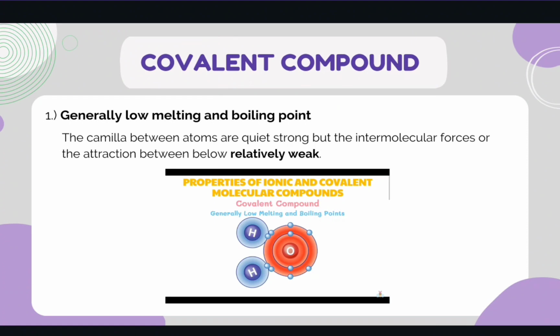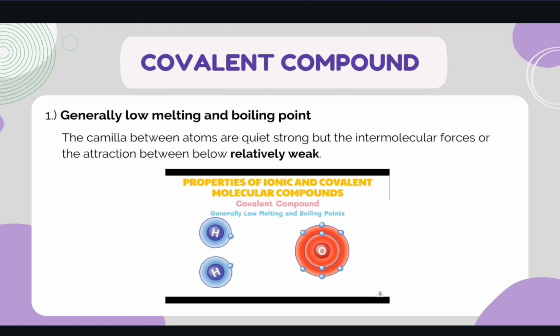The covalent bonds between atoms are quite strong, but the intermolecular forces, or the attraction between molecules, can be relatively weak. The addition of a small amount of energy separates these molecules easily. Therefore, they have low melting and boiling points.